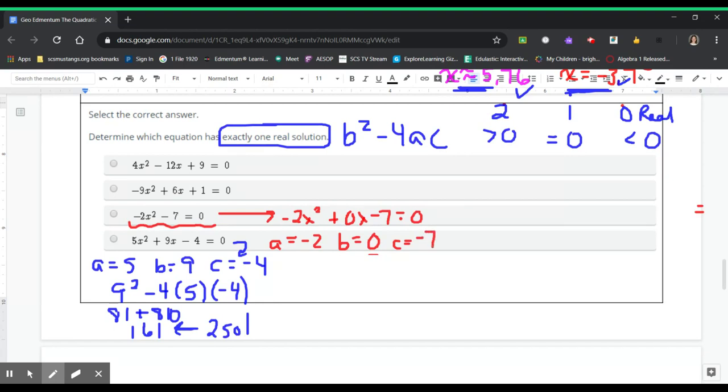So if I plug those in, I'm looking at b squared, so 0 squared, minus 4 times negative 2 times negative 7, 4 times ac. So 0 squared is going to be 0, negative 4 times negative 2 times negative 7 is going to give us a negative 56. 0 minus 56 is negative 56. So this one is going to have no real solutions. All right, so go ahead and give those other two a try and see which one you think the answer is. Go ahead and pause the video now.